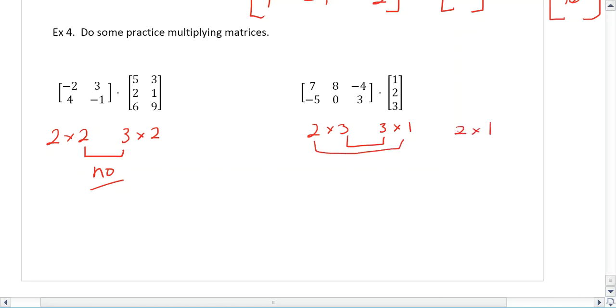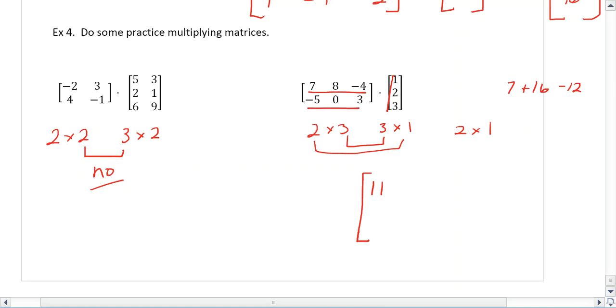All right, so I'm going to go ahead with it. This first row times this column. 7 times 1, I guess I'll write my thinking bubble over here. 7 times 1 is 7. 8 times 2 is 16. And negative 4 times 3 is negative 12. So then if we add those together, we would get 11. So that's the first entry in my 2 by 1.